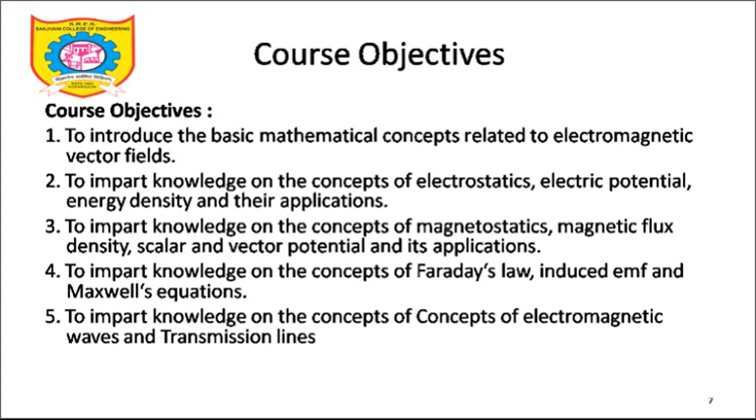Then the fifth objective is to impart knowledge on the concepts of electromagnetic waves and transmission lines. What exactly transmission lines are: this is a wired mode of communication where information is carried from source to destination. We'll try to understand that objective also as we progress in our course. Right now, try to understand that electromagnetic waves play an important role in the transmission line.